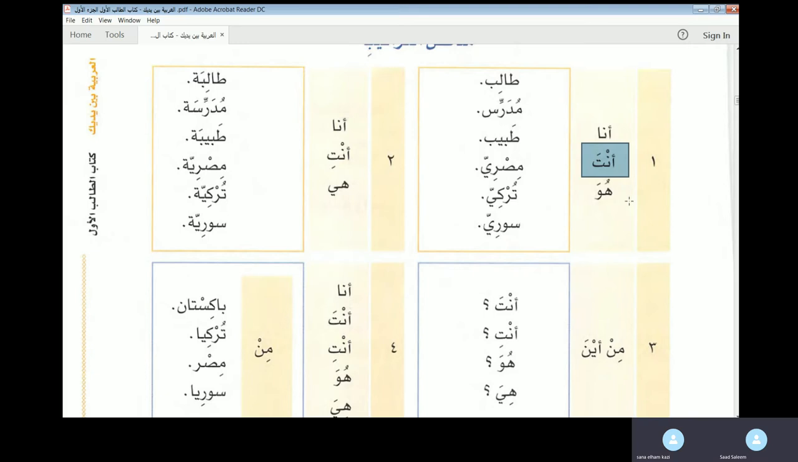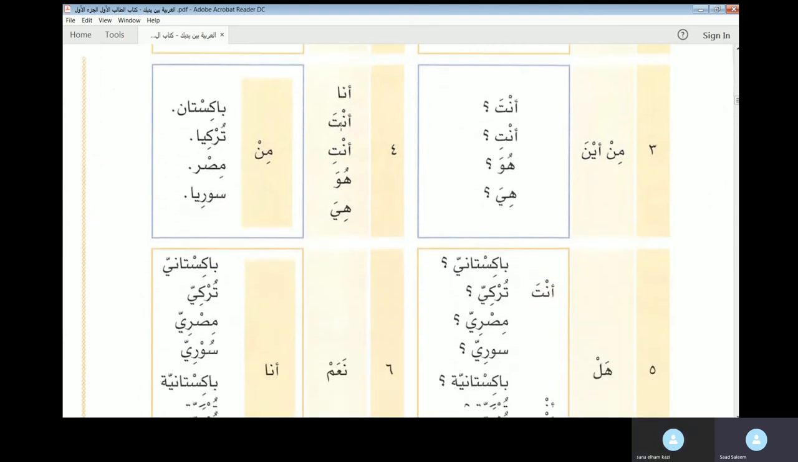Anta talibun, anta mudarrisun, anta tabibun, anta misri, anta turki, anta suri. Same thing. You are a student, you are a teacher, you are a doctor, you are Egyptian, you are Turkish, you are Syrian. Huwa talibun, he is a student. I think we can just skip this. Yes, we can skip this page. This is too easy.